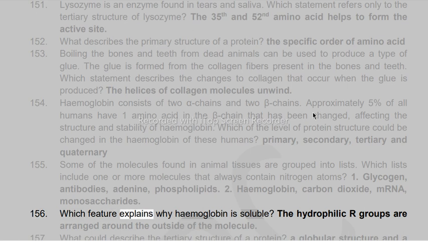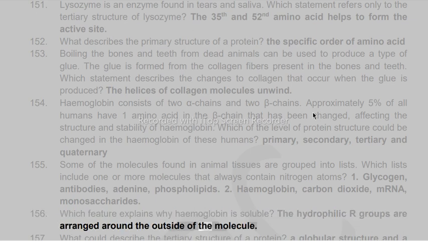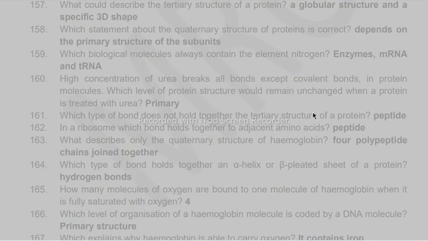156. Which feature explains why hemoglobin is soluble? The hydrophilic R groups are arranged around the outside of the molecule. 157. What could describe the tertiary structure of a protein? A globular structure and a specific 3D shape. 158. Which statement about the quaternary structure of proteins is correct? Depends on the primary structure of the subunits.